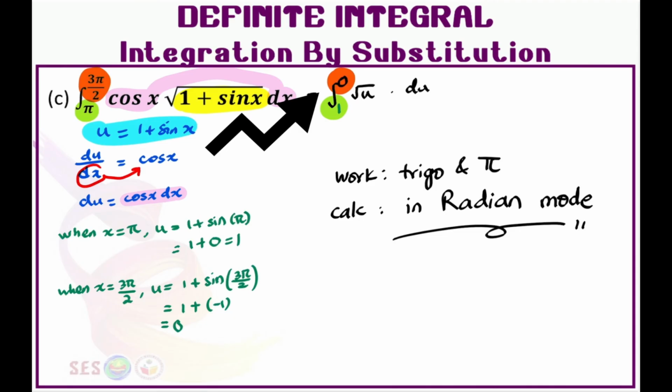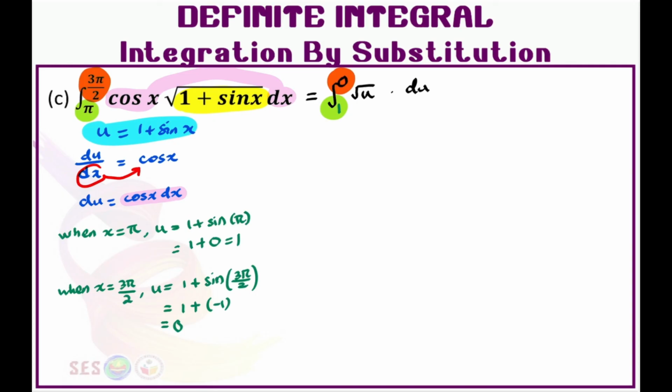Okay, so now we are going to integrate. Alright, so now we are going to continue integrating this one. So we have the integral of square root u. I will change the square root into a power, du, and our limit is from 1 to 0. So now integrating u, we will get u to the power of 3 over 2 divided by 3 over 2. And now we don't have plus c anymore. We have upper limit 0 and lower limit 1.